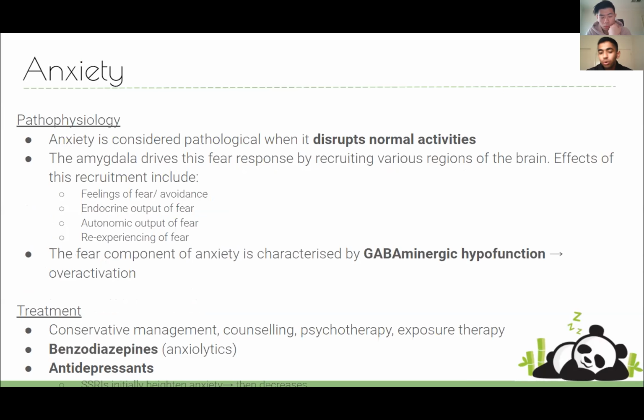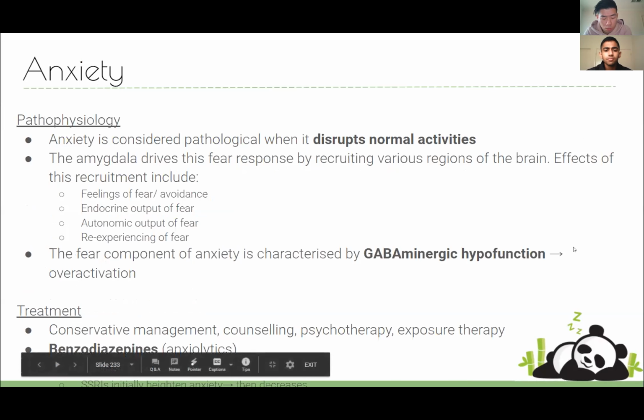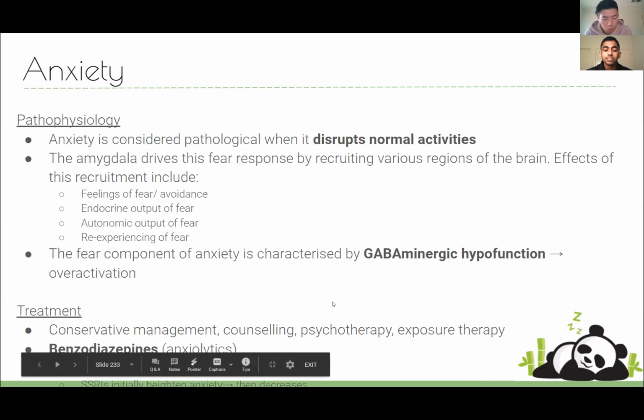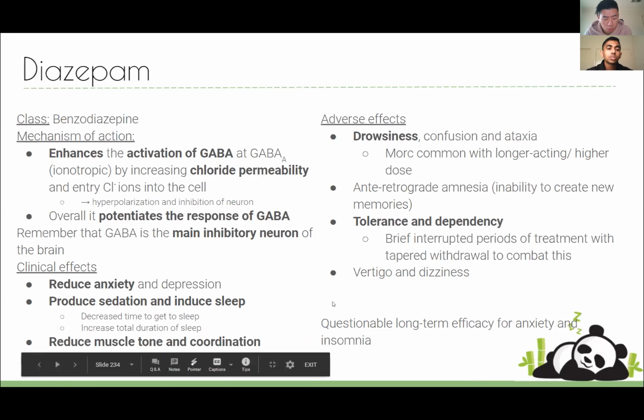Pathophysiology, though, is pretty important. So it's mainly characterized by GABAergic hypofunction. If we've got less GABA, less of our inhibitory neurons, we're going to get overactivation of our brain neurons, basically. We're going to get overactivation of certain pathways in our brains, and that's what we're going to have to be treating. So usually we can just start off with conservative management: counseling, exposure therapy, CBT, all that kind of stuff. But if that's not working, we can use benzodiazepines or antidepressants as well sometimes. So we'll talk about benzodiazepines first.